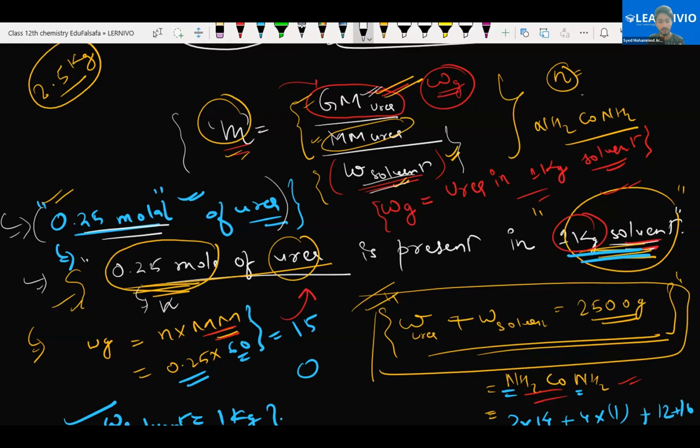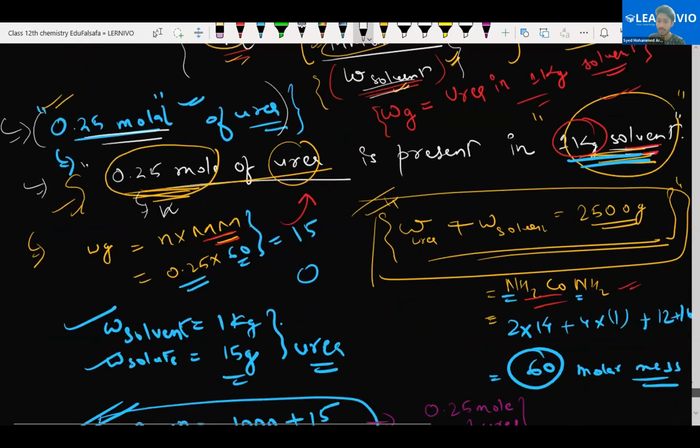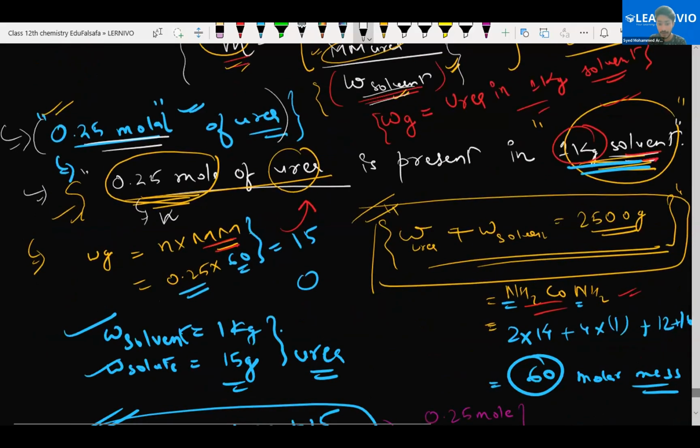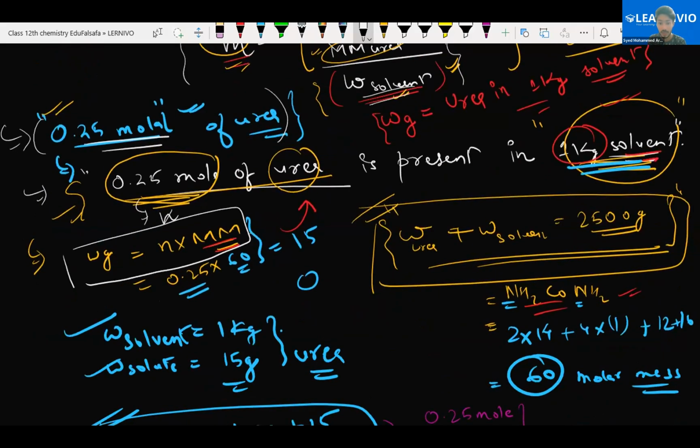So if you are able to expand this, 0.25 moles of urea present in 1 kg of solvent, how does this help me? If I need to find the weight of the urea, what is the formula for the number of moles? Number of moles equals the given mass divided by the molar weight. And this given weight that is asked in the question, we are already able to get that, but this is not the answer.